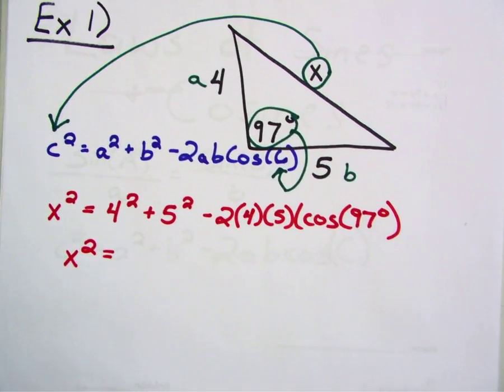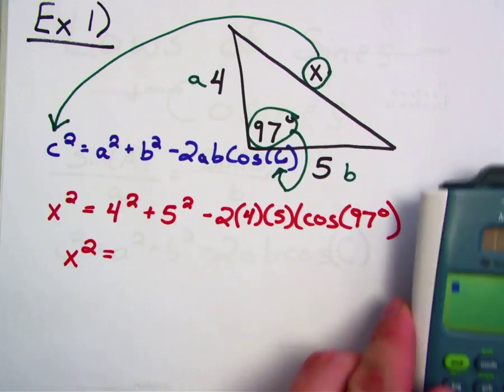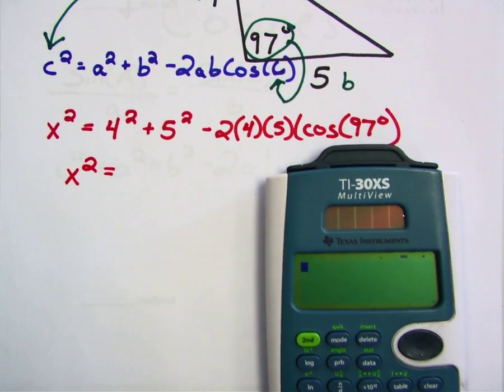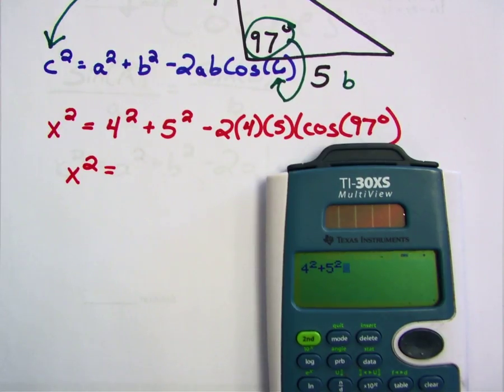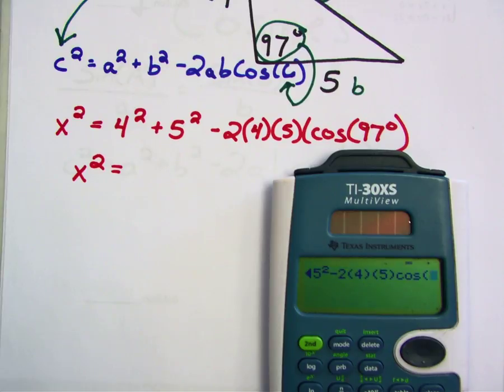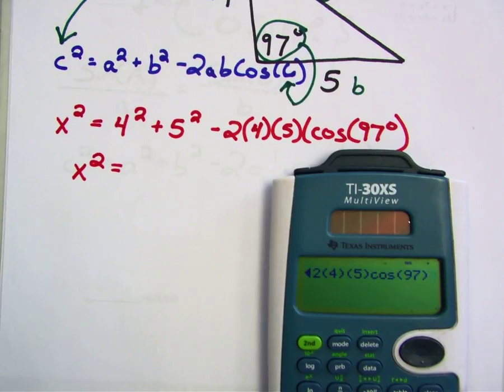And I'll show you what that looks like, typing it all in at once. Slide that up so you can see it. So I'm just going to type in 4 squared plus 5 squared minus 2, and then use parentheses just like I did when I wrote it down. 2 times 4 times 5 times the cosine of 97, and close that last parenthesis.